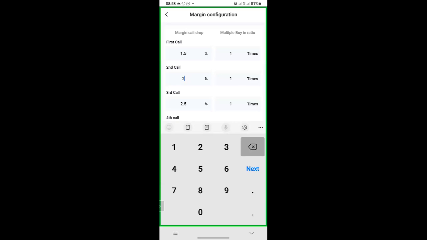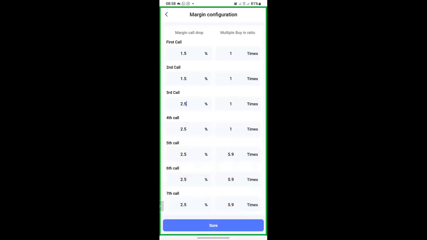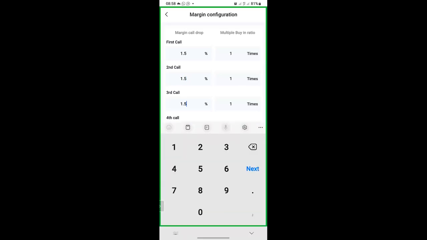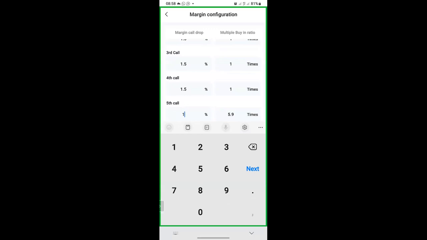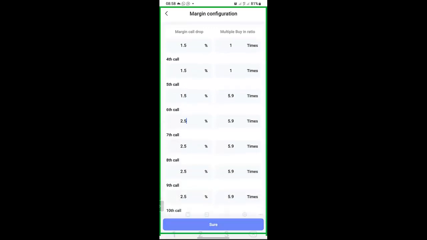And if you're given a signal with a call drop or with a margin drop, this is how you divide it by the number of margin calls you've set. And let me hope you are following. Let me hope my explanation is good. It's not that complicated.